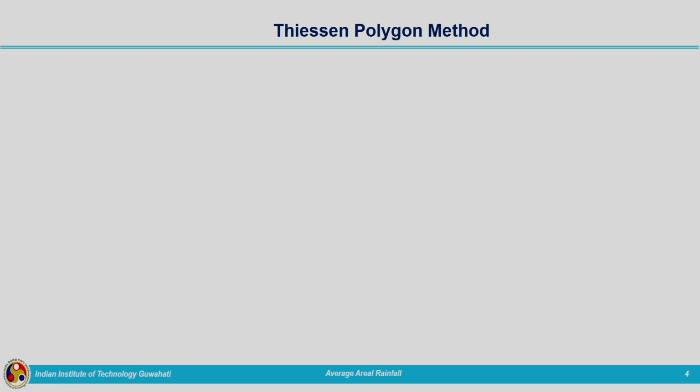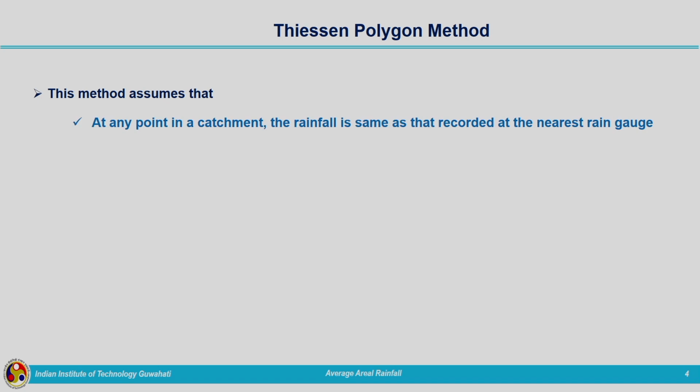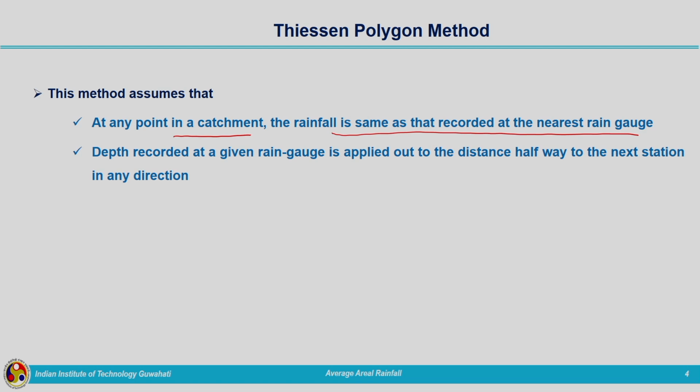Second method is the Thiessen polygon method. Let us see how this method is different from the first one, the arithmetic average method. In this method, what we are assuming is that at any point in a catchment the rainfall is the same as that recorded at the nearest rain gauge. That is, the depth recorded at a rain gauge is applied out to the distance halfway to the next station in any direction.